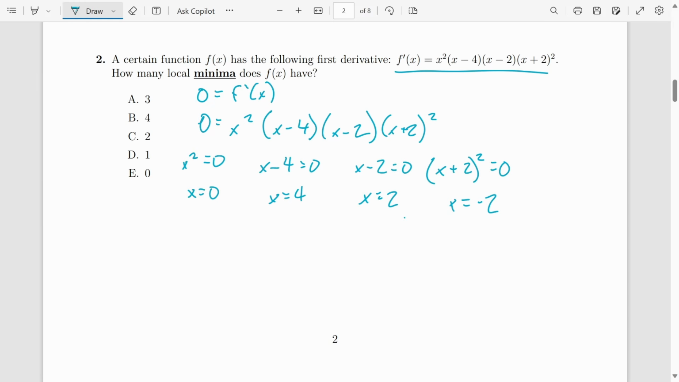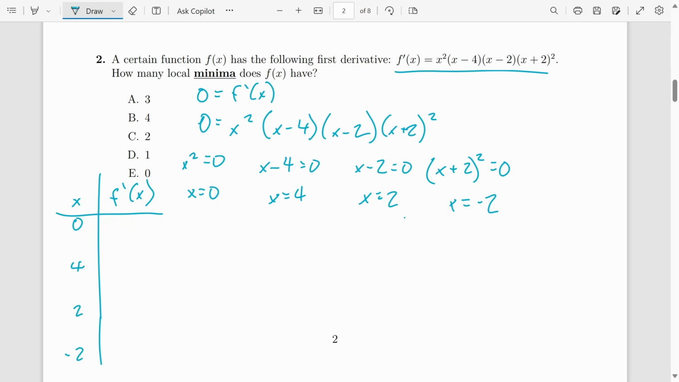Yeah, cool. So these are our potential critical points. These could either be maxima or minima, and we need to find the number of minima. So to vet these, we go ahead and set up our T-chart. This is going to have our input values on the left and our output values on the right. Since we're finding critical points, we're going to use f prime of x for our output. Now plugging in all of these values, we have 0, 4, 2, and -2.